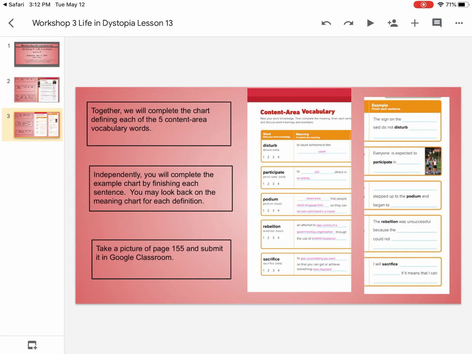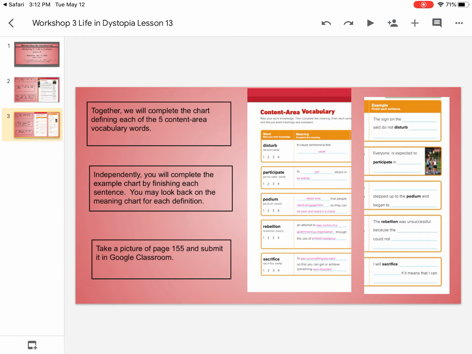Our words, I'll read them down. Disturb. And again, as I read them, I would like you to rank them: 1, you're not really sure what the word means. Number 2, I've seen or heard it before. 3, I think I know the word. And 4, I know it and use it. So I want you to circle 1, 2, 3, or 4 as we read through the words before we begin.